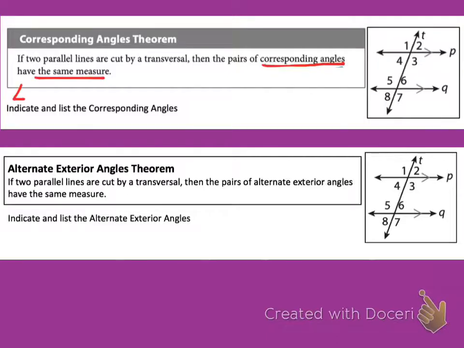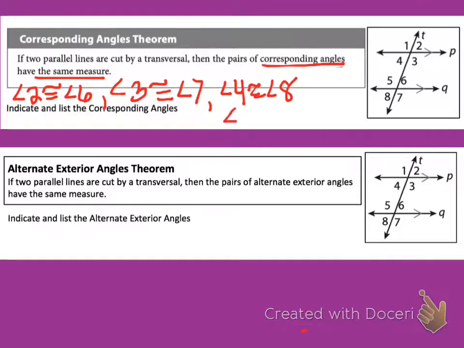So we could say angle 2 is congruent to angle 6. We could say angle 3 is congruent to angle 7. We could say 4 and 8 are congruent. And finally, we could say 1 and 5 are congruent, because those are all the corresponding angle pairs. So as long as these lines are parallel, these pairs will be congruent.